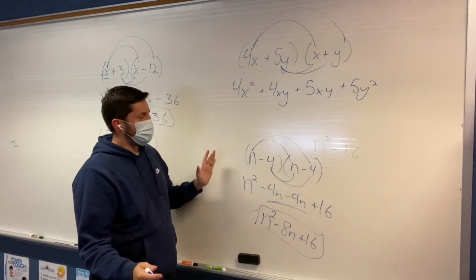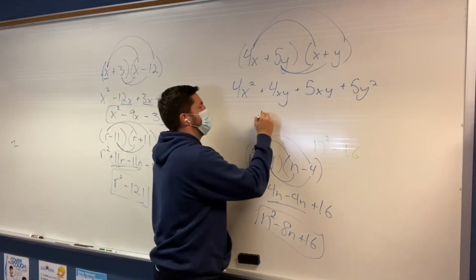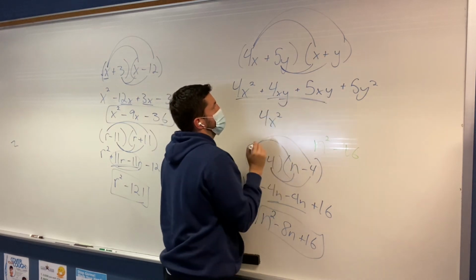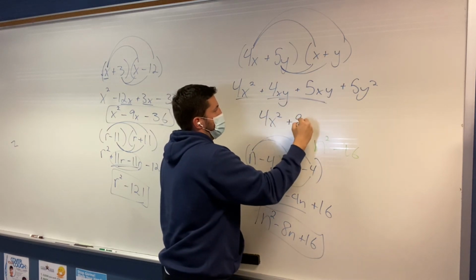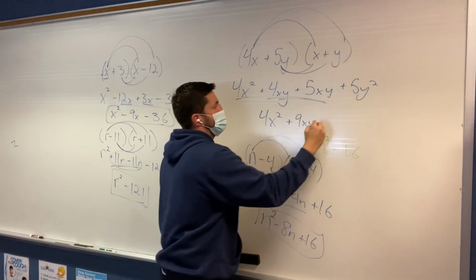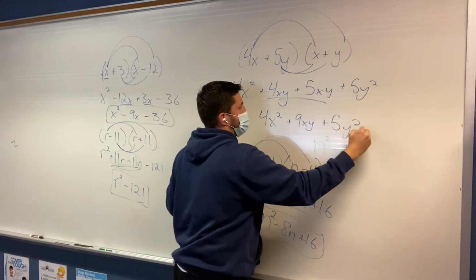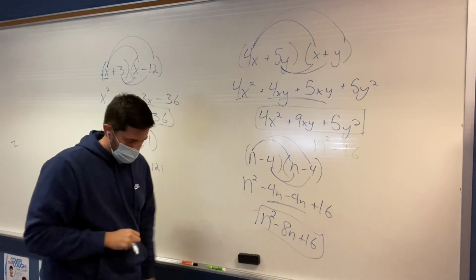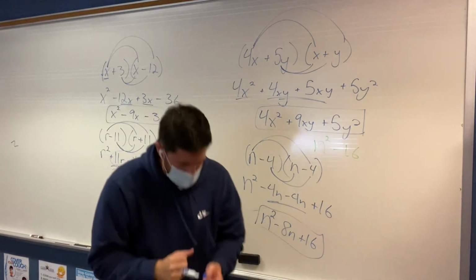So again, a very similar thing happens. I have 4x squared from this guy. I have like terms here of plus 9xy plus 5y squared. Done. So that is your review for the test.